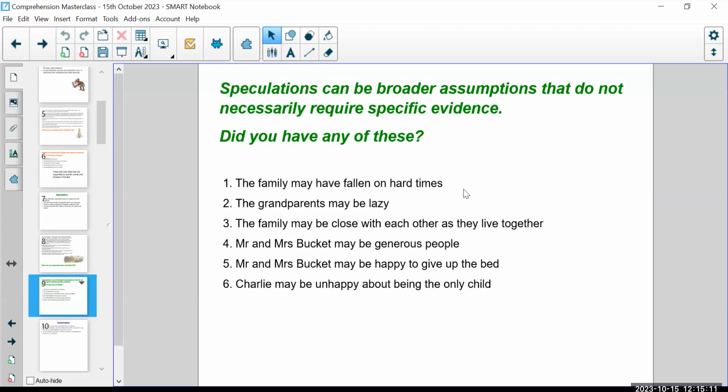Mr. and Mrs. Bucket might be generous people. Yes, quite a few of you said that. They may be happy to give up the bed, or Charlie may be unhappy about being the only child in the family of adults. So there we go. I don't necessarily have a specific piece of evidence for any of these, but I can still speculate based on what I have read.